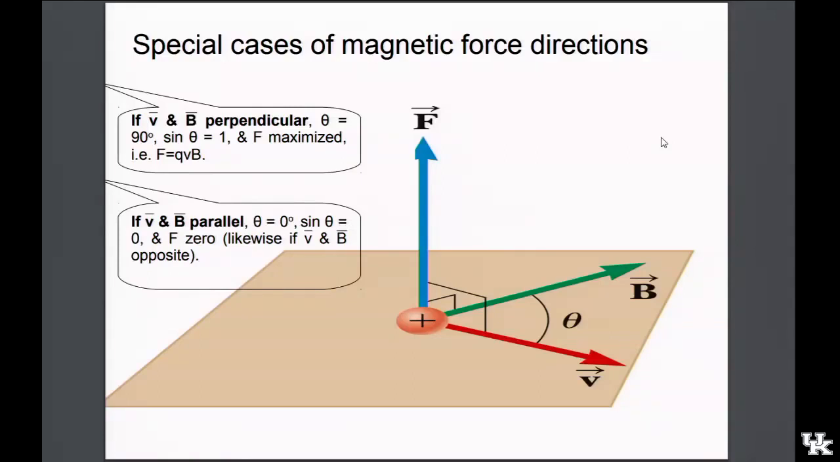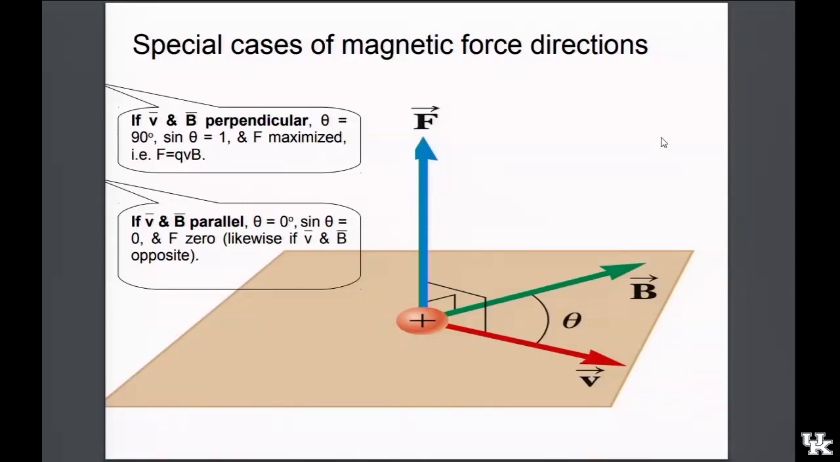The other extreme is if V and B are parallel to one another. If V and B are in the same direction, that is, the angle theta is 0 degrees, then the field equation tells you that the force will be proportional to sine theta, sine 0 degrees. Sine of 0 degrees is 0. So if V and B are in the same direction, there's actually no magnetic force.